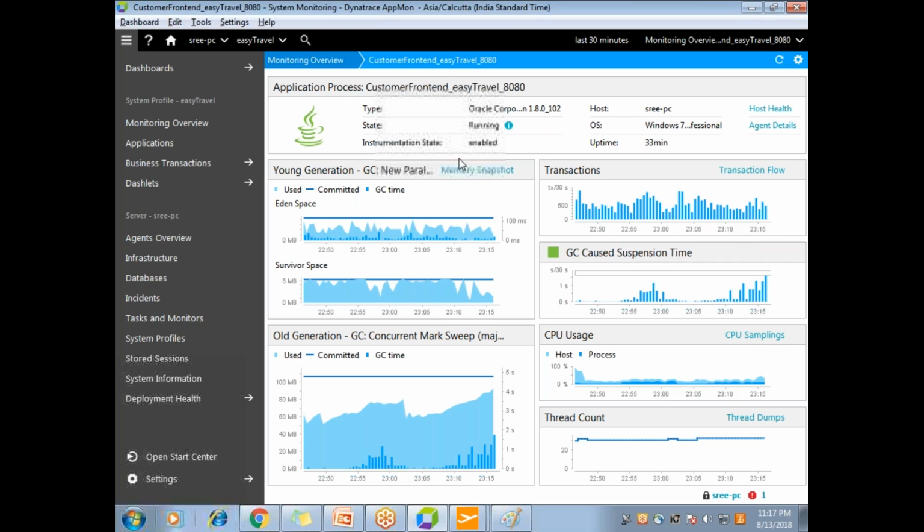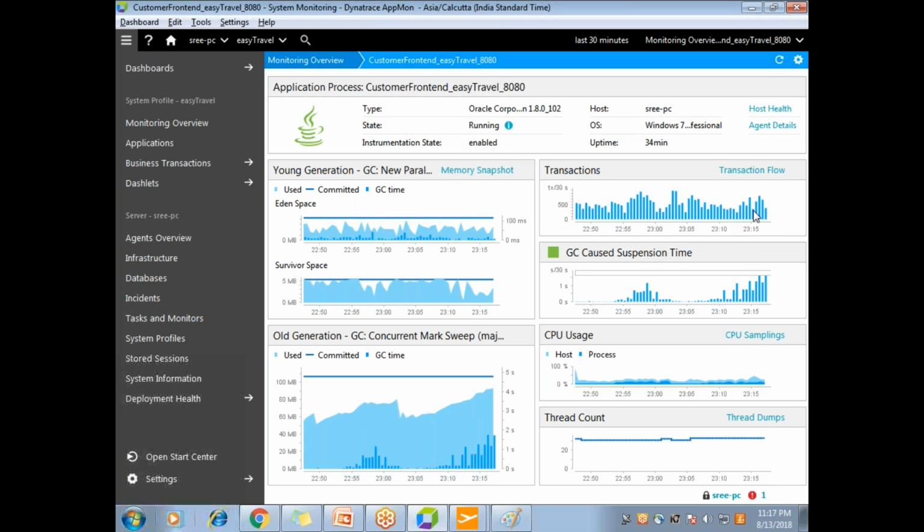So if there is any way from where we can check the response times during that time period, definitely, I'm guessing that the response times will be more. Yes. Now we will go to the threads.